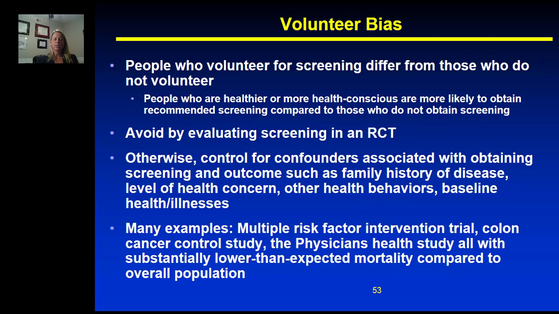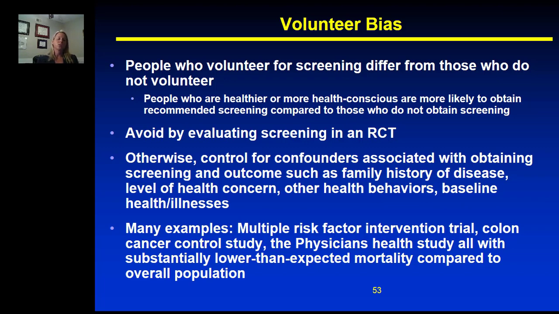And now finally, I want to discuss volunteer bias. This is a bias that occurs when people choose to participate in screening for one reason or another, and they're different from people who choose not to participate in screening. Oftentimes, people who are healthier or more health conscious are more likely to undergo a screening test than those who are not.